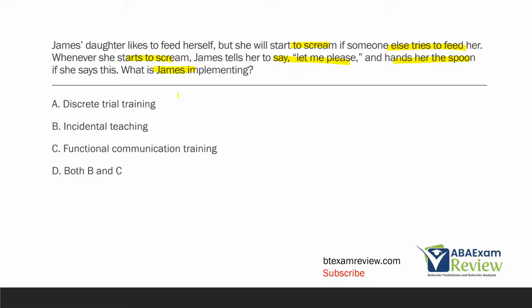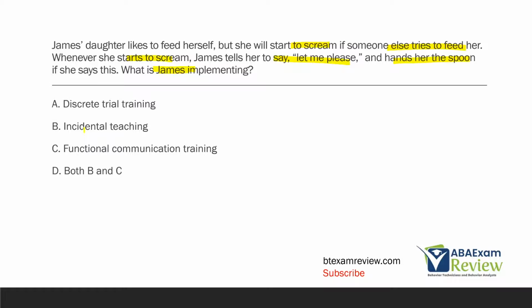With discrete trial training, there needs to be a clear indication that this is a contrived environment with a clear beginning and end for these different trials. To me, and what the question is indicating is James isn't contriving the situation. He's just going to teach as the situation occurs. And when we teach only as the situation occurs, we consider that B, incidental teaching. Another word or phrase for incidental teaching is naturalistic teaching. We're using the naturally occurring incidents, the naturally occurring situations to teach. That's what James is doing.